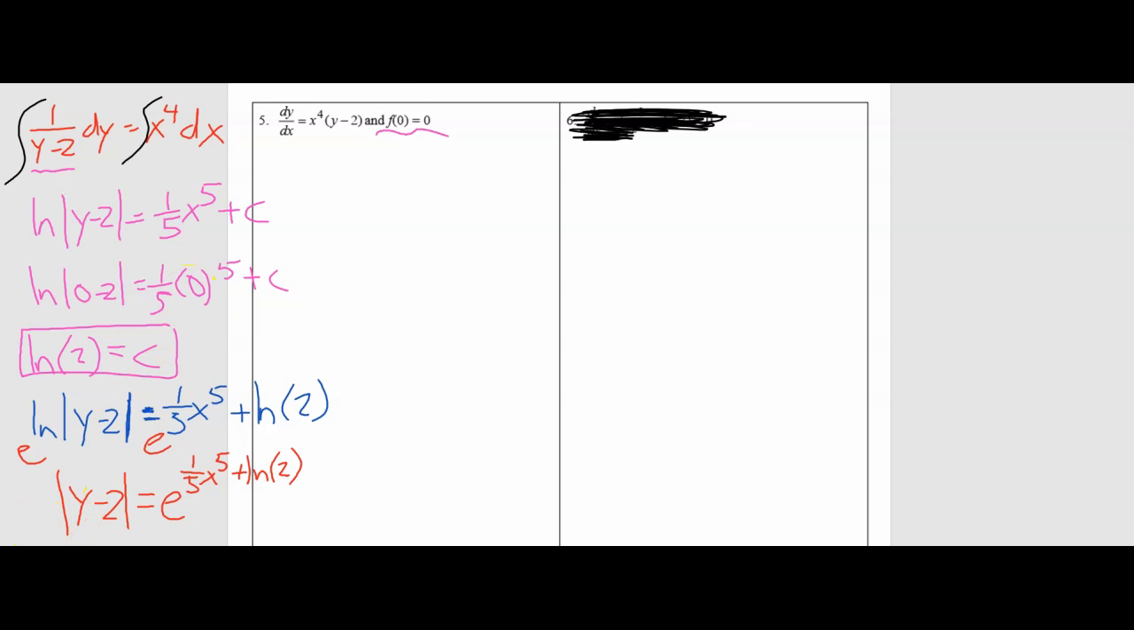One thing you could do to simplify this a little more, let me just do this up here on the right. I could break my e expression up, right? So thinking about exponent rules, this is equal to e to the power of 1/5 x to the power of 5 times e to the power of the natural log of 2.